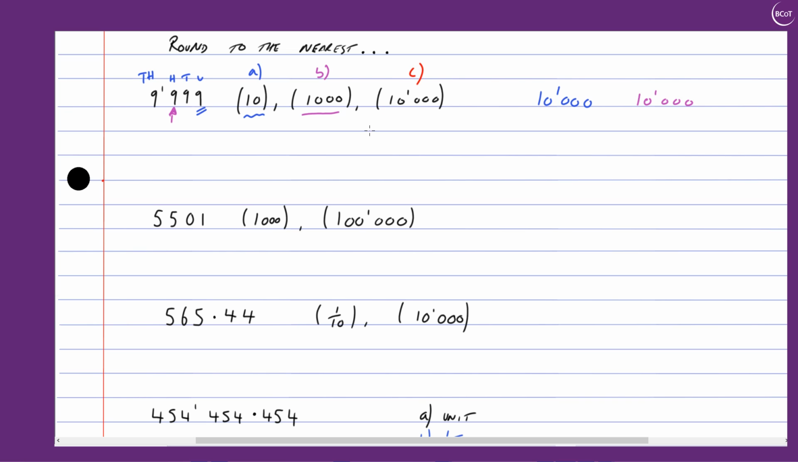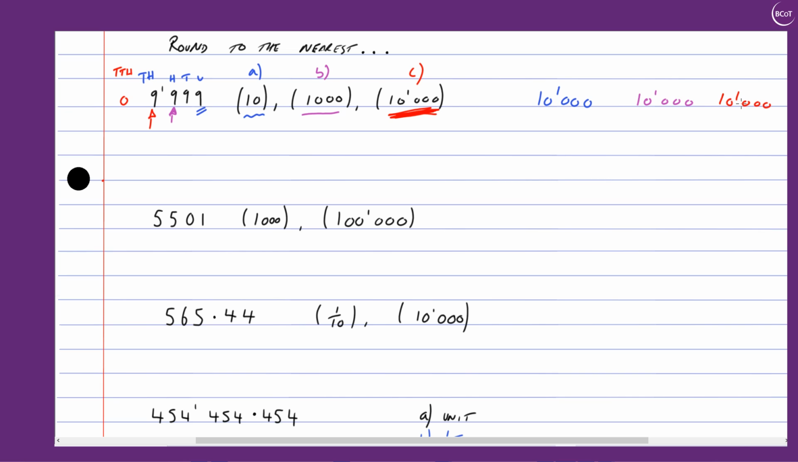For part C, if we're rounding 9,999 to the nearest 10,000, well, this would be the 10,000s column. Of course, there's a 0 in there at the moment because there's nothing shown in front of the thousands. So we look at the column to the right of the amount that we're rounding to. So if we're rounding to 10,000, we look at the thousands column, and that is more than 5. So even with this different number that we're rounding to, the answer is the same, and you'll often find that that's the case.